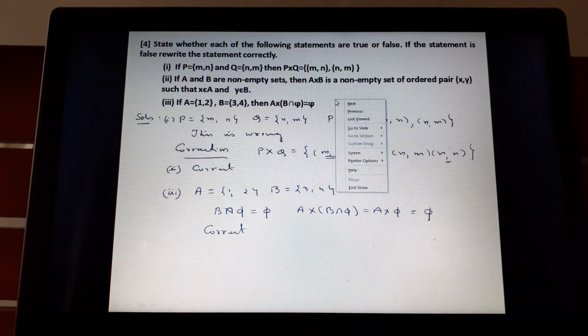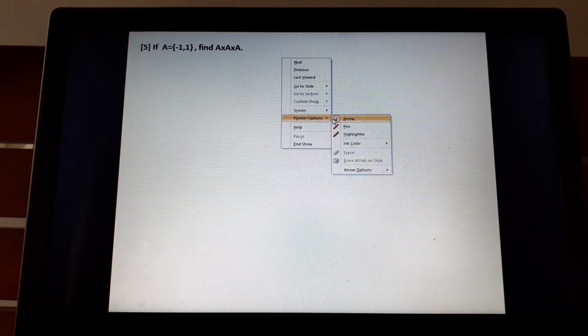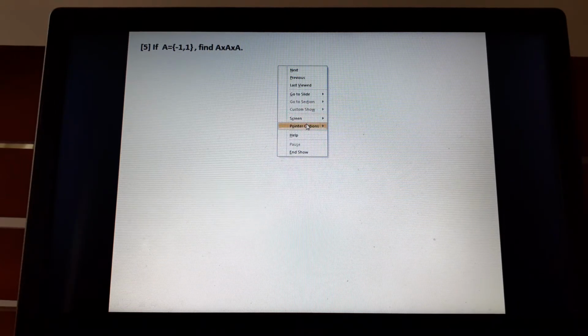Let us proceed. Fifth question. If A equal to {-1, 1}, find A cross A cross A. So what is A cross A cross A? It is a cross product of 3 sets, and each element is not an ordered pair, it is an ordered triplet. So we have to solve like this.